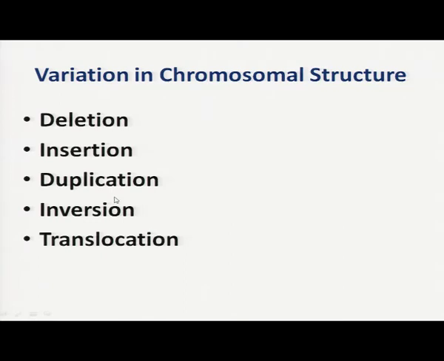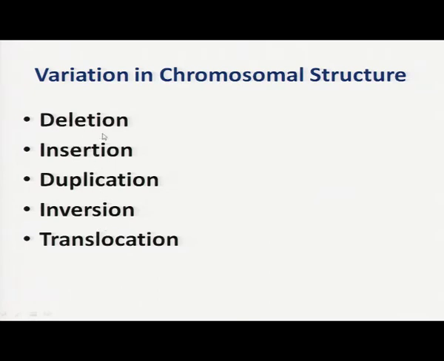Now, here are some examples of the types of change in chromosomal structure. One is deletion, second one is insertion, third one is duplication, fourth one is inversion and fifth one is translocation. These are some of the types of chromosomal mutation which lead to the change in chromosome structure.